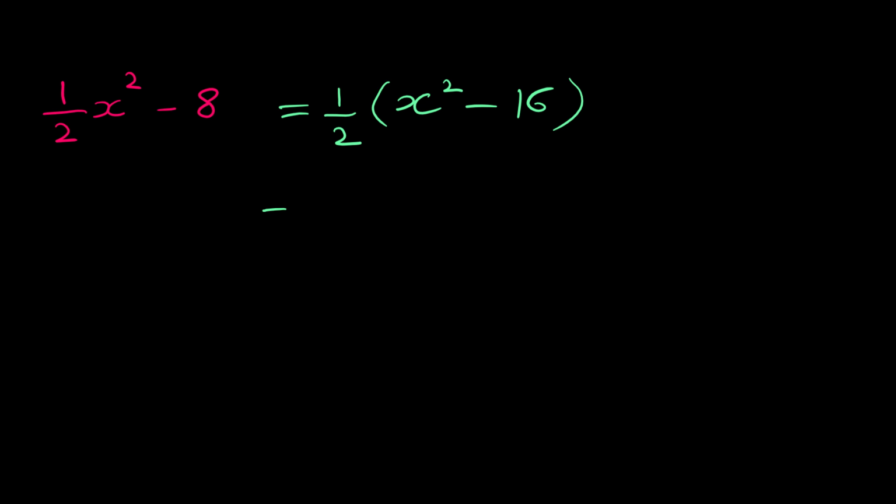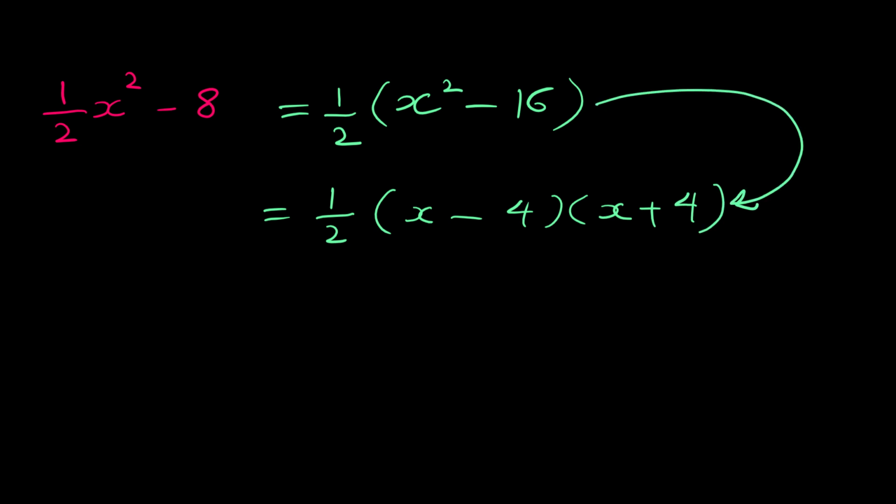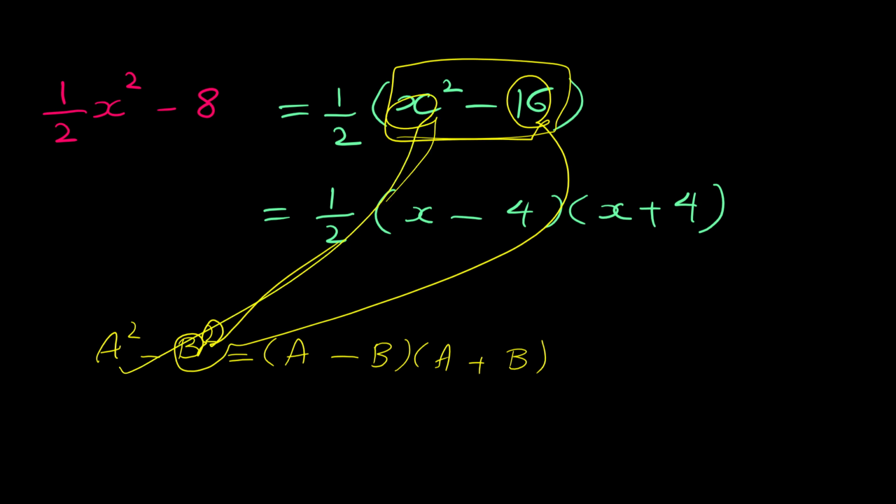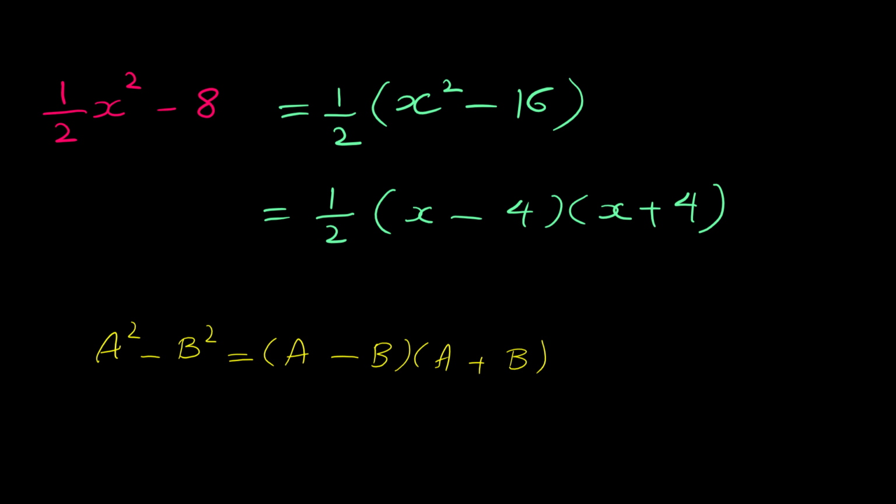Now look at the bracket. It would be 1/2 times x minus 4 times x plus 4. From here to here, we used the difference of squares identity. If you remember this famous identity, a very important identity for factoring expressions, we use it for factoring x to the 2 minus 16. 16 is 4 to the 2. x to the 2 is a to the 2. We can factor it as a minus b times a plus b, x minus 4 times x plus 4. And this is the factored form of this expression.